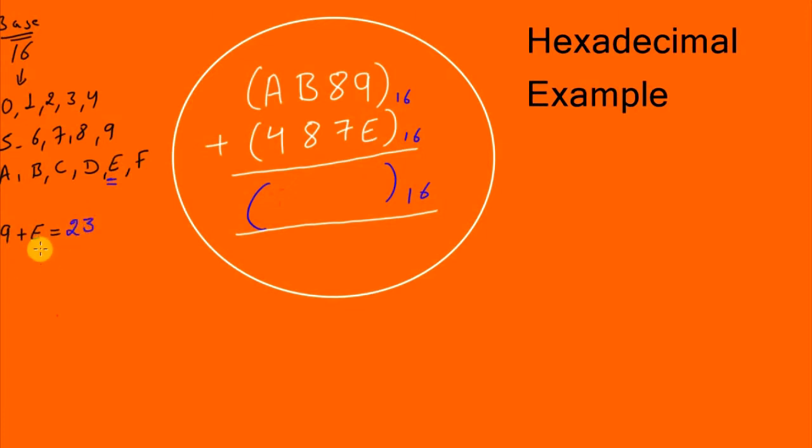So you do it like this. 14 plus 9 is 23. But 23 you cannot write directly in base 16. So again, how do you write 23 in base 16? You write it like this: 16 into 1 plus 7. 16 into 1 plus 7 is equal to 23. So this 7 goes here and this 1 is the carry. This one is the carry that goes here.